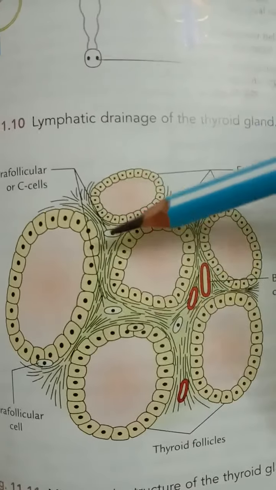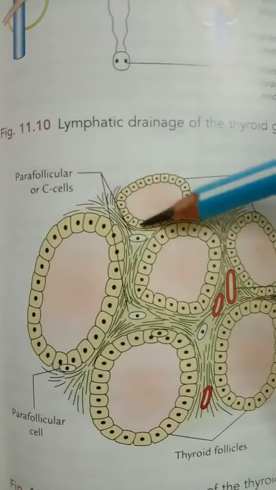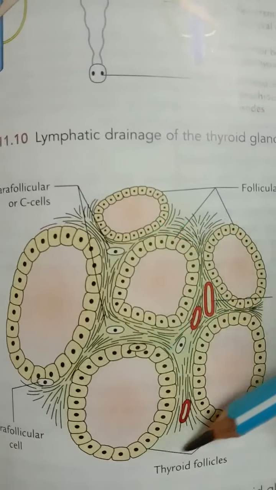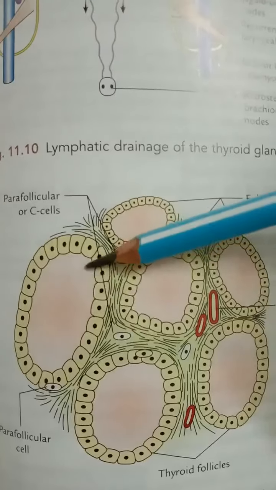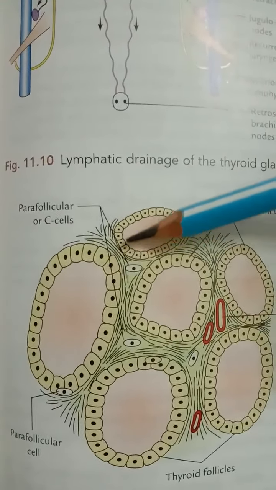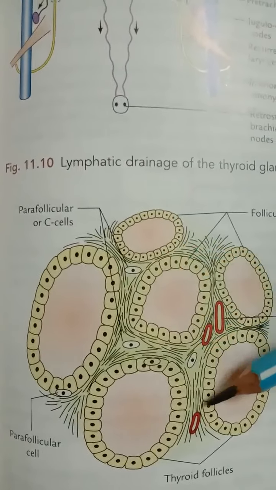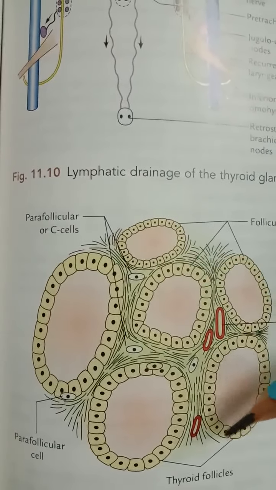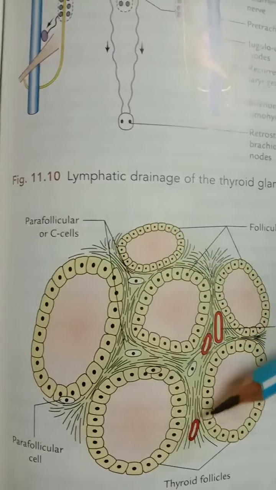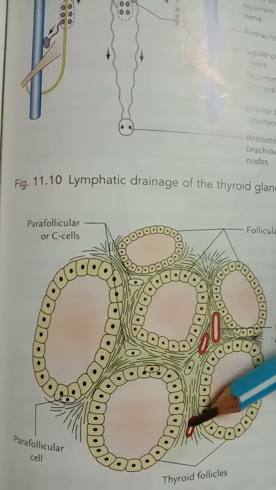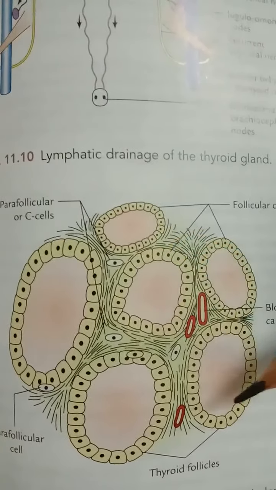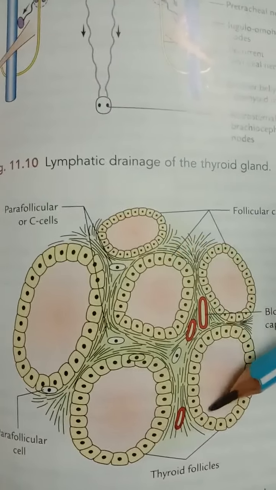Then the parafollicular cells, also called the C cells, lie mainly between the basement membrane and the follicular cells. Some of them also lie in the spaces between the follicles. They secrete the hormone called thyrocalcitonin, also called calcitonin, and it plays an important role in calcium metabolism.